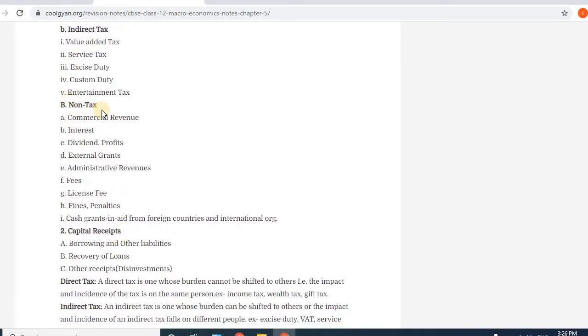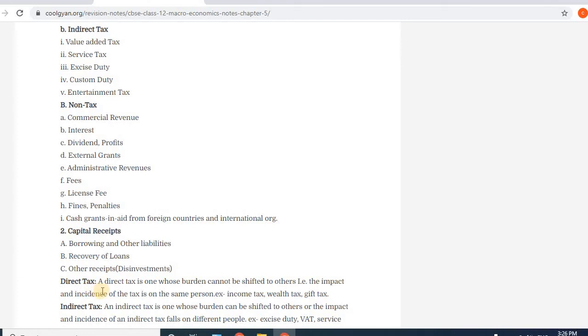B. Non-tax: commercial revenue, interest, dividend, profits, external grants, administrative revenues, fees, license fee, fines, penalties, cash grants in aid from foreign countries and international organizations. Capital receipts: borrowing and other liabilities, recovery of loans, other receipts, disinvestment.